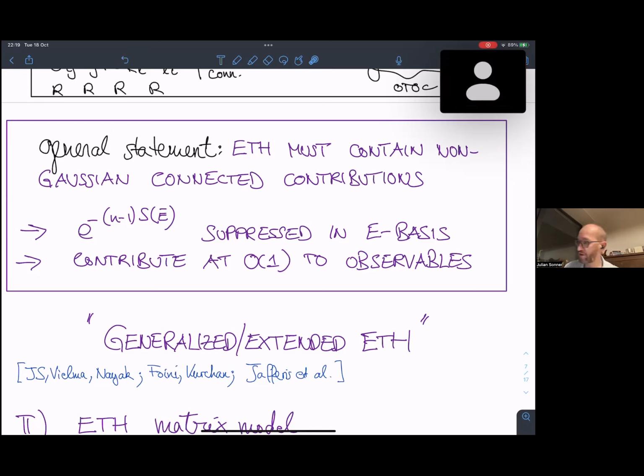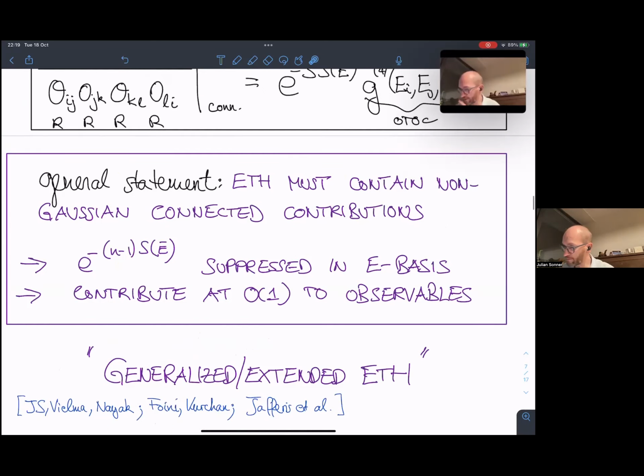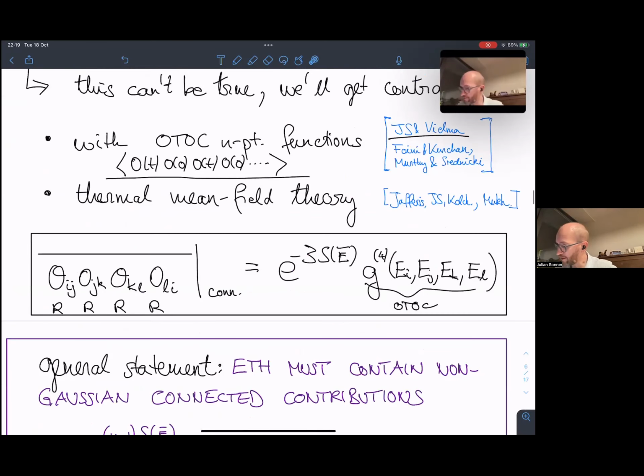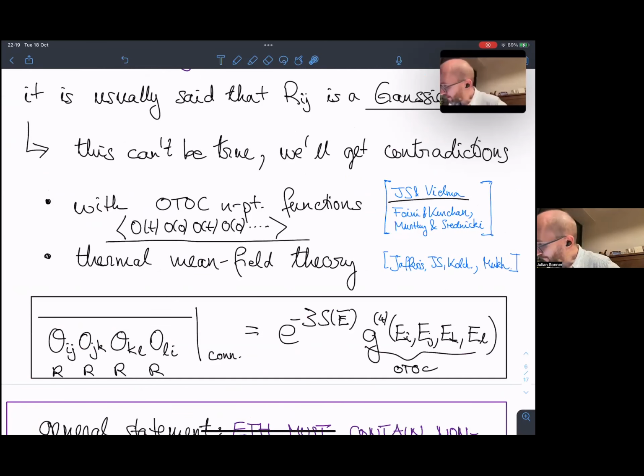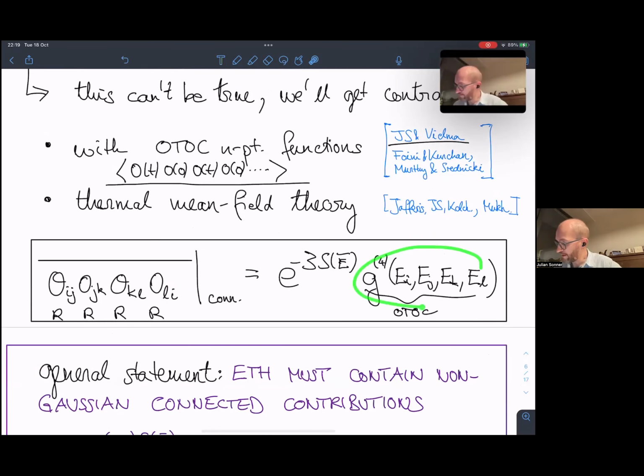You're talking about... I am, because actually, if you look at that work, what they refer to as ETH is the hierarchy of these kind of non-Gaussianities, which was written down previously by Foini and Kurchan. And in particular, they talk about precisely this G4, and they actually give some general bounds for the behavior of this G4 and put that into relation to the OTOC bound. So that's precisely what's happening. You're talking about this paper by Murthy and Shrednicki.